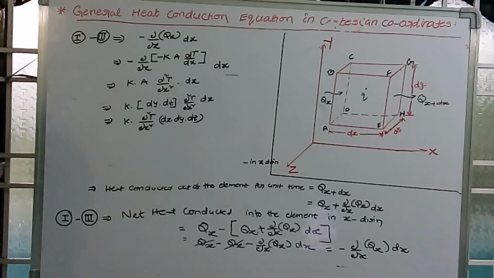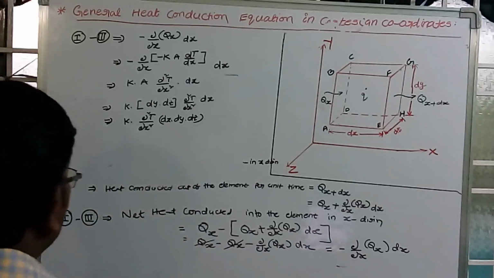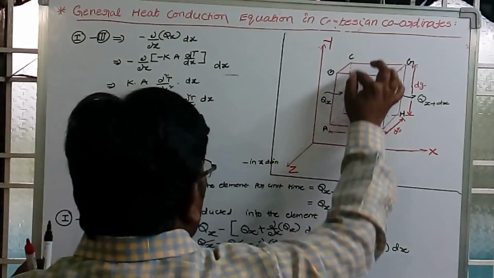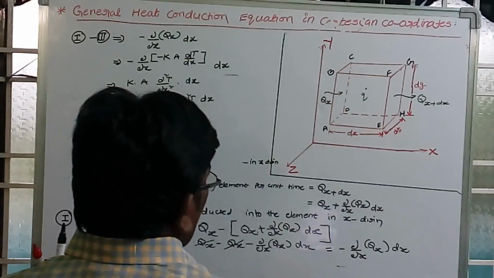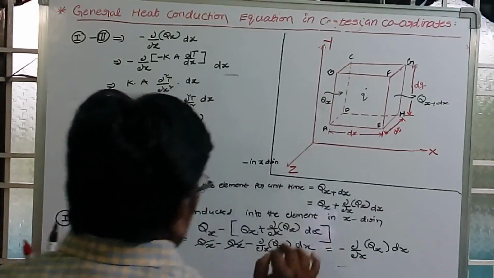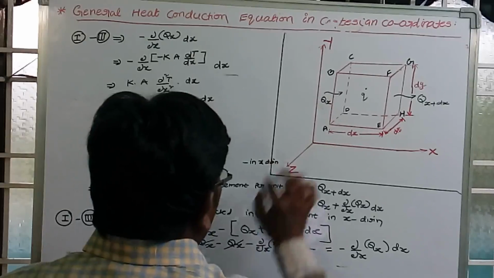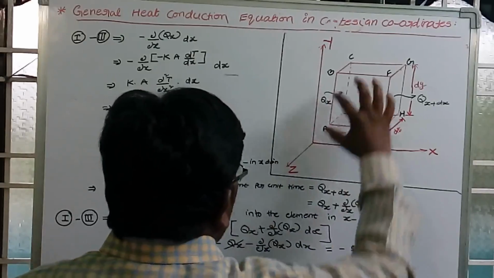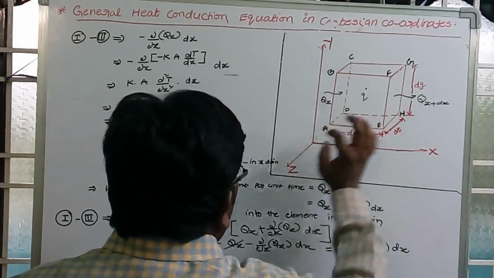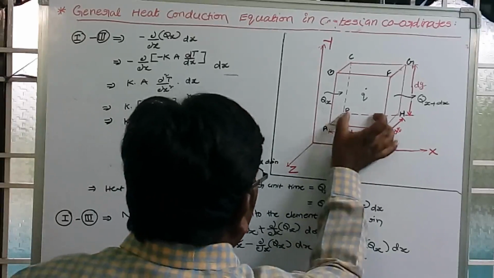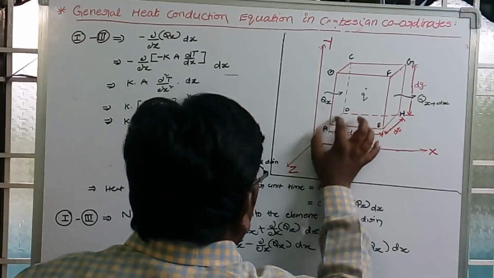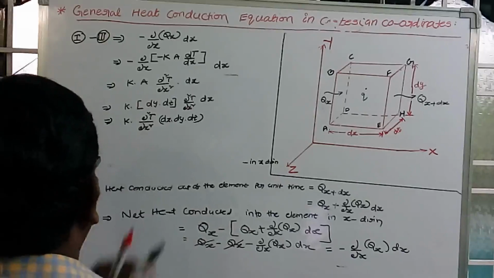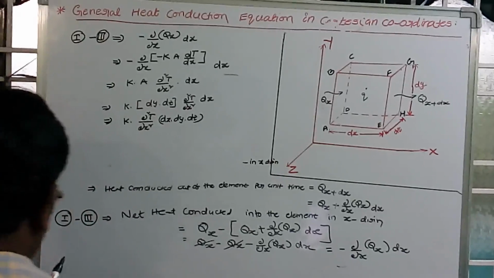This is the volume of the cubical element. So what is A? This is the area of the elemental face in the direction of heat flow. That is, Qx is entering on the left side, so we have to consider this area, the ABCD area. For example, the heat is entering in this direction, so we consider this area. This is the net heat conducted in the x direction.